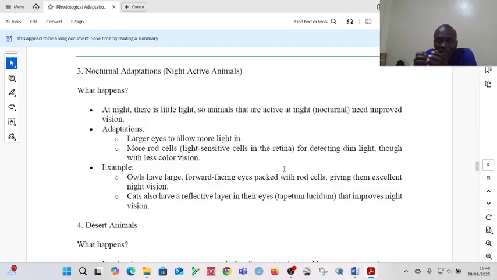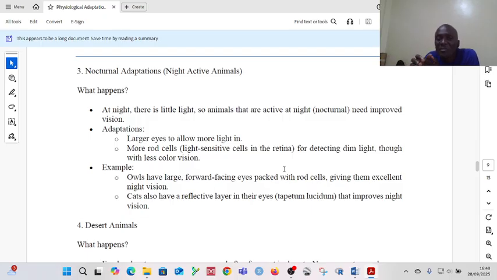Lazima zione vizuri usiku. Zitaona namna gani usiku? One of the things, the adaptations, inaweza kuwa na macho kubwa so that you can allow more light in. Then those eyes, especially on the light sensitive cells on the retina, they'll be having more rod cells. Rod cells are critical for detecting very little light, especially at night now.